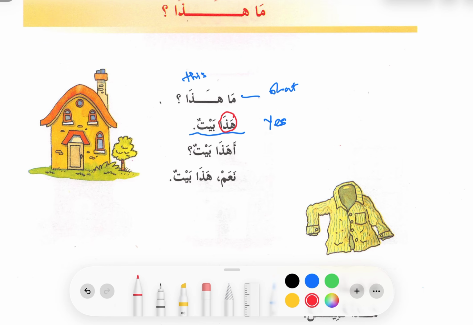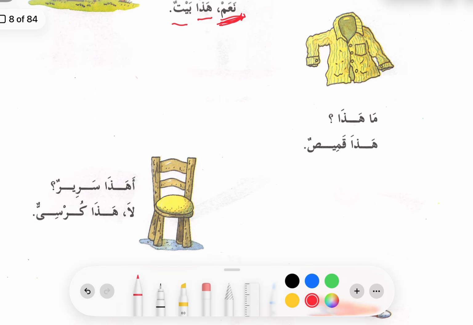Next, ahada baitun. Is this a house? Na'am. Na'am is a harf. It cannot become a mubtada or khabar. Hada baitun is a complete sentence. Hada is mubtada, baitun is khabar.